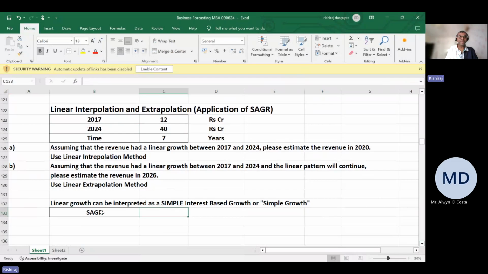Already we have done it. I'm doing it again. The incremental revenue is 40 minus 12 per annum. This is 7. So this is the incremental revenue per annum divided by the initial revenue, which is 33.33%. Now linear interpolation, 2020 revenue.